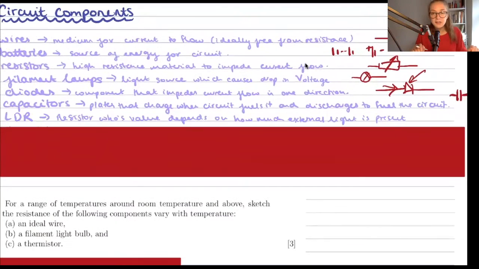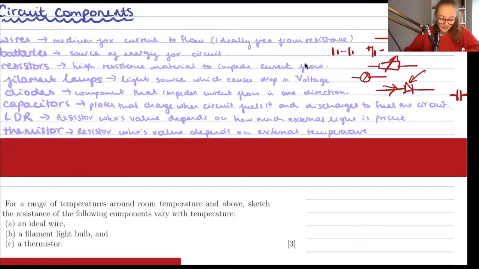An LDR is a light dependent resistor, and this is a kind of variable resistor, except rather than manually changing it, it changes automatically depending on light conditions. So for example, if it's brighter outside, then the value of resistance will be less. And if it's darker outside, then there'll be a higher value for resistance.